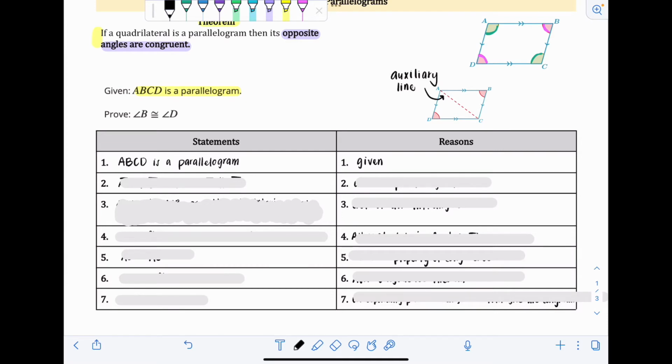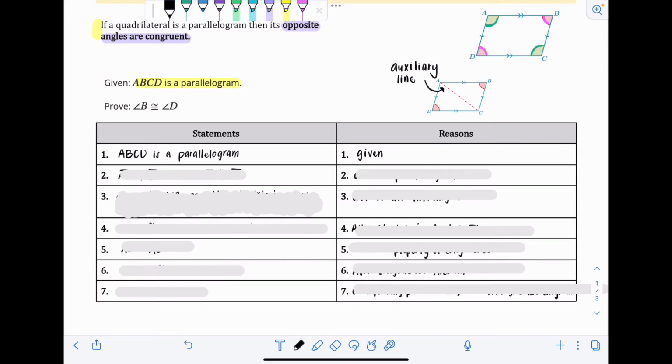One of the things we can use to build up our argument is to find some alternate interior angles from this graphic, because we have two parallel lines, really two pairs of parallel lines, the ones that are horizontal and the ones that are more vertical, and then we have that diagonal, which is a transversal.